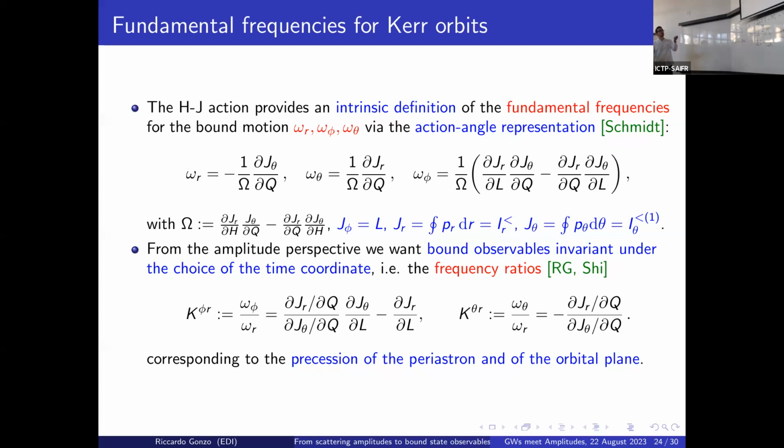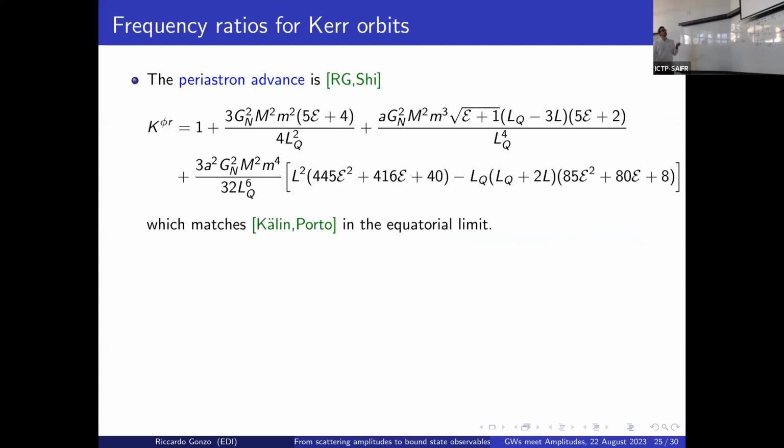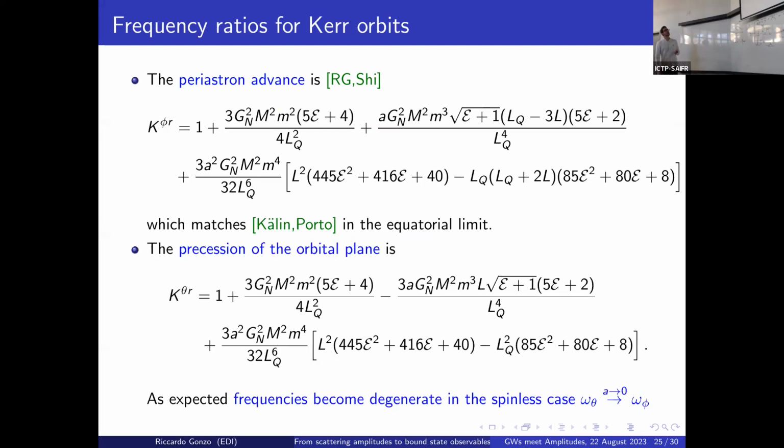This corresponds to the periastron advance and the precession of the orbital plane, which is the precession I was talking about. You just compute it, and it matches known results in the equatorial limit again, but it's more general. We also have the precession of the orbital plane. This has been written in some PM way with other people, but in a very complicated way. This is a clean PM function like these things, okay?